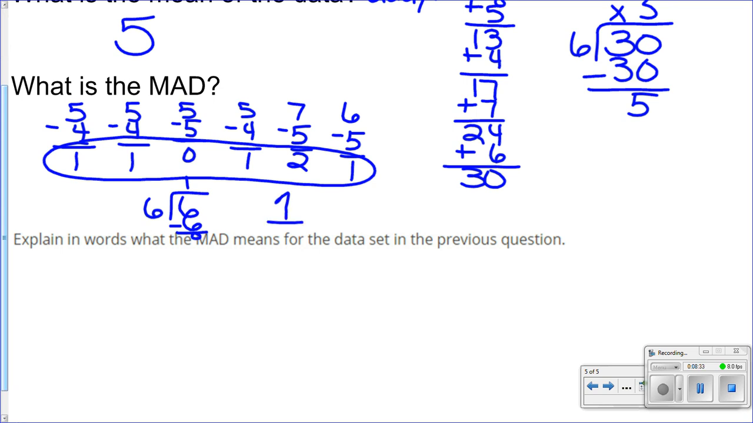Now always read your directions. You never know. You may have to round with the MAD, and it would be to the nearest tenth. So you would go 2 places past the decimal, stop, and round.